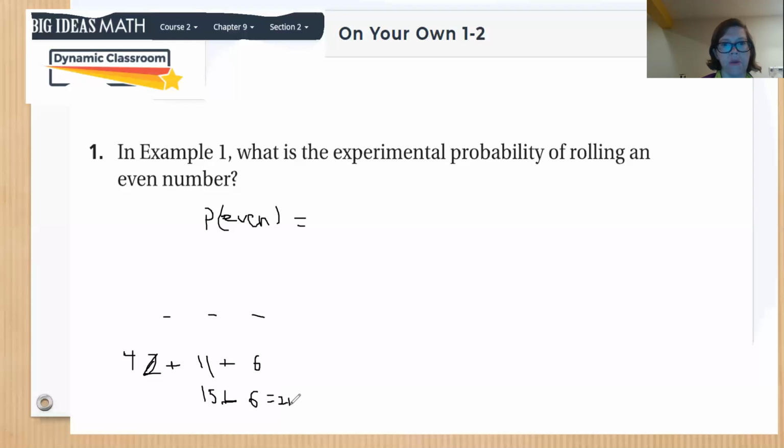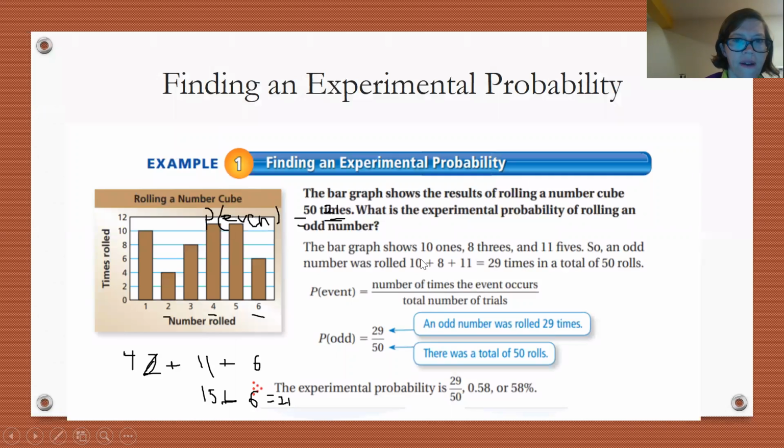All right, so 21. All right, so we were finding the experimental probability of rolling an even number, so 21 is going to go on top, right? And then on bottom, that should be the total number of rolls. So we go back to our previous slide. It was 50, right?